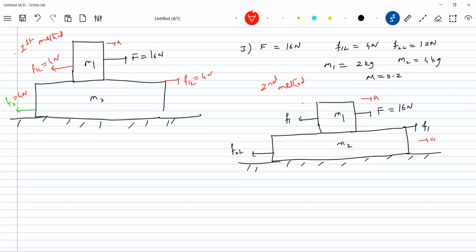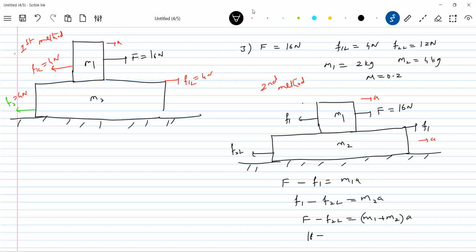I'm telling you, this one is really troublesome for students. Let's check which one is right and which one is wrong. So I'll write down the set of equations. F minus F1, which will become internal, no? Or one by one. F minus F1 equals M1A, F1 minus F2L equals M2A. So I'll add them up: F minus F2L equals M1 plus M2 into A. What is the applied force? 16. What is F2L? 12. 2 plus 4, this one. So this will be 4 by 6, so 2 by 3 meter per second square.